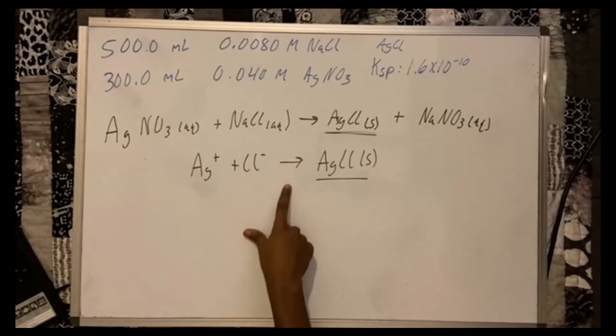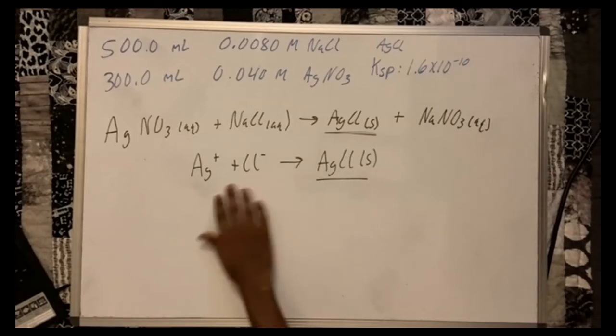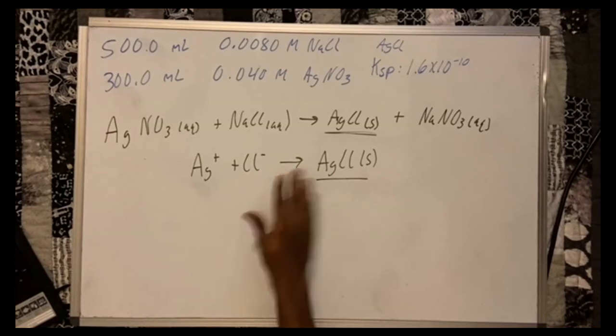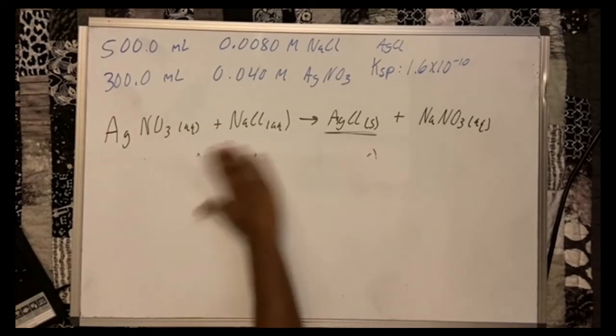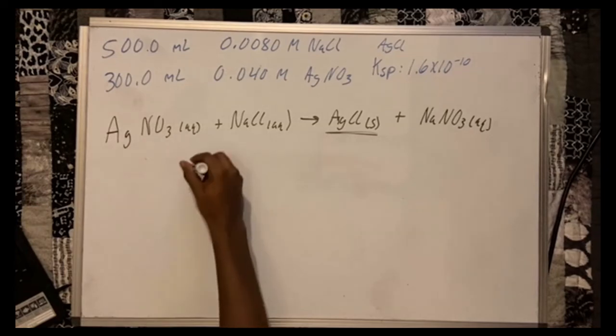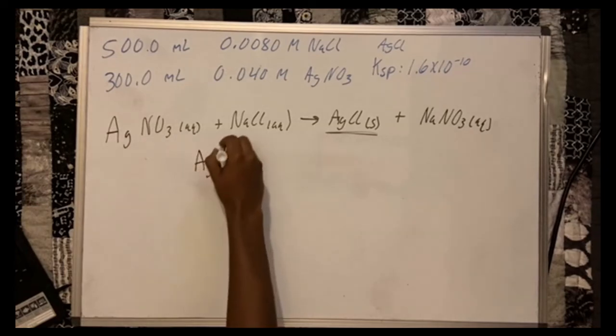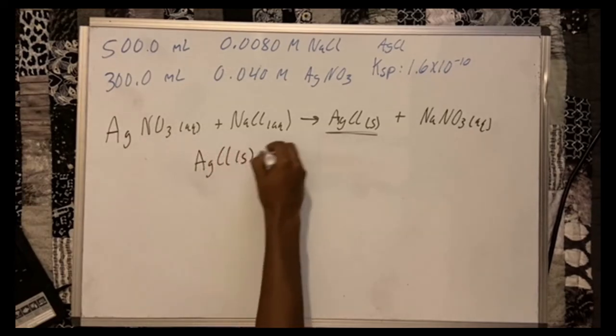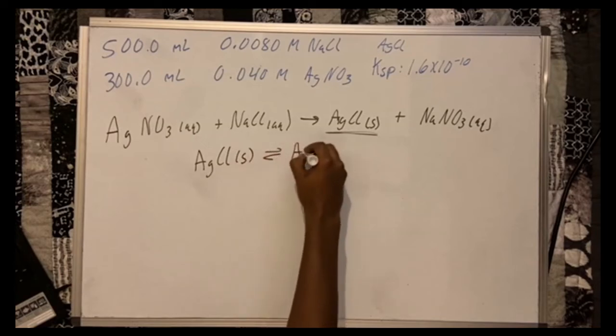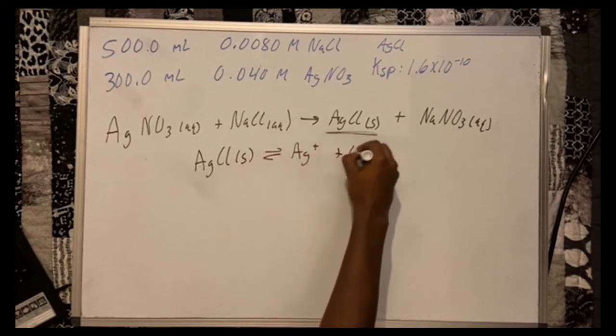The only thing to be careful of here is that the KSP is for the flip of this reaction. So KSP is for this one right here: AgCl solid goes to Ag plus plus Cl minus.